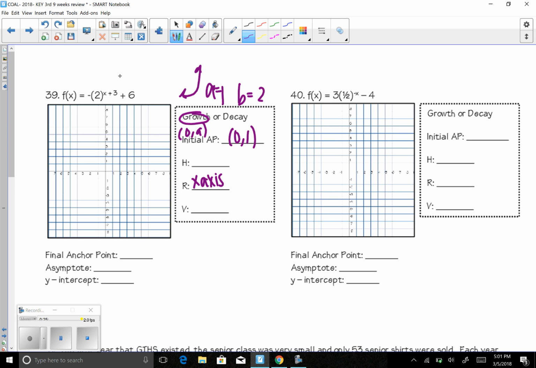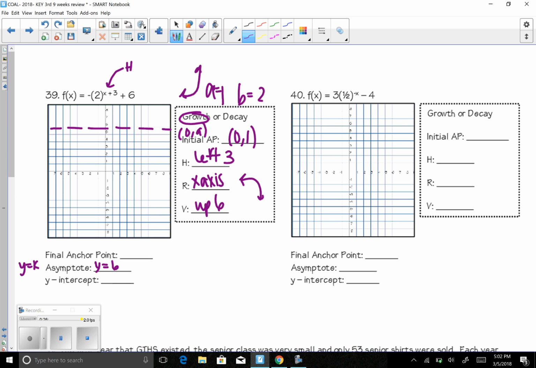Your horizontal shift, you look up here, and we go the opposite direction. So if that's x plus 3, we're going to go left 3. I have an x-axis reflection, so that would take this growth shape and flip it down. And my vertical shift is up 6. Okay, so let's see, the asymptote, we could go ahead and do that. Your asymptote is y equals k, so it's y equals 6. So we put a dotted line at y equals 6.